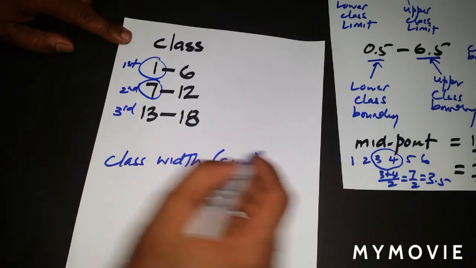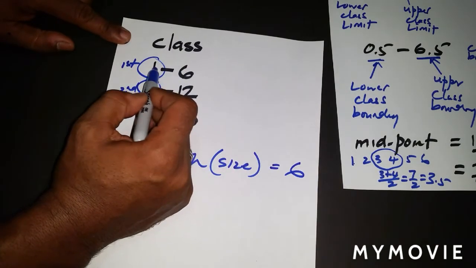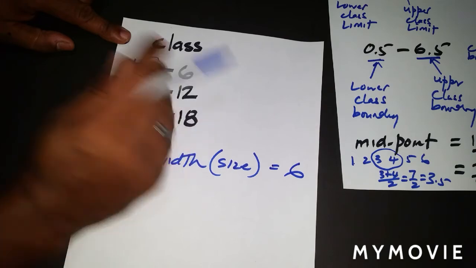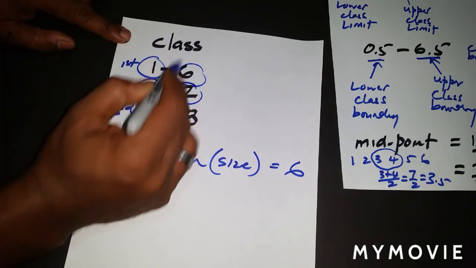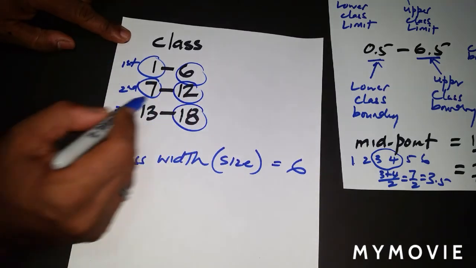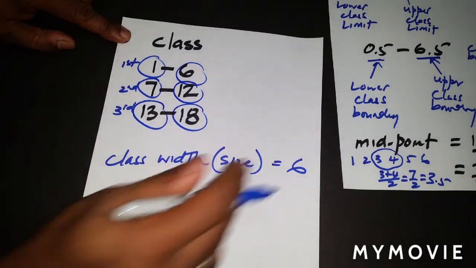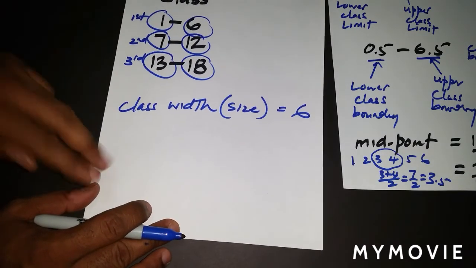Obviously 7 minus 1, that's 6. Most persons make the mistake of subtracting these two numbers and say the class width is 5. No. So even if you do this as well, 12 minus 6, you're going to get 6. If you do 18 minus 12, you're going to get 6. If you do 13 minus 7, you're going to get 6. Right? So that would be the class width or class size.